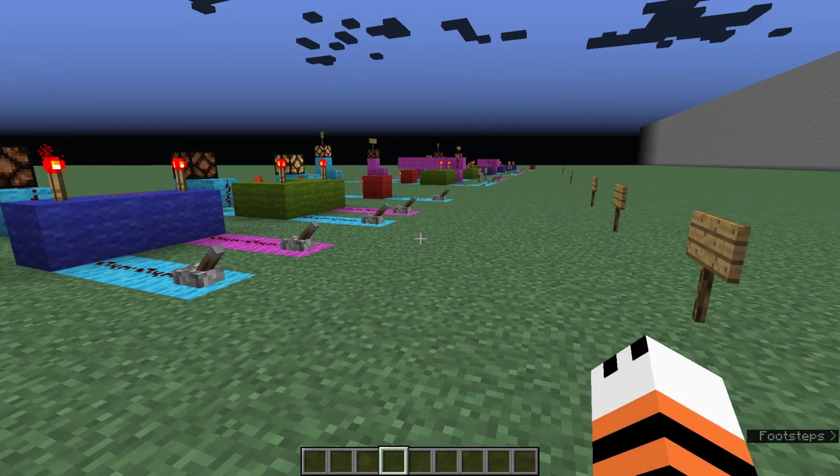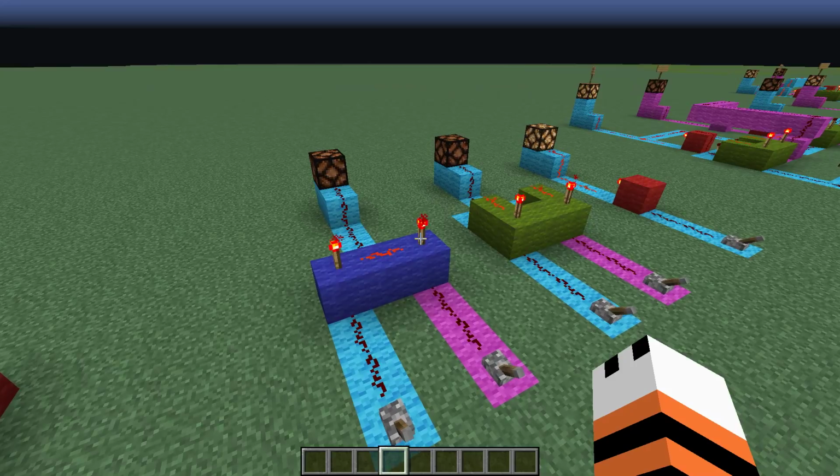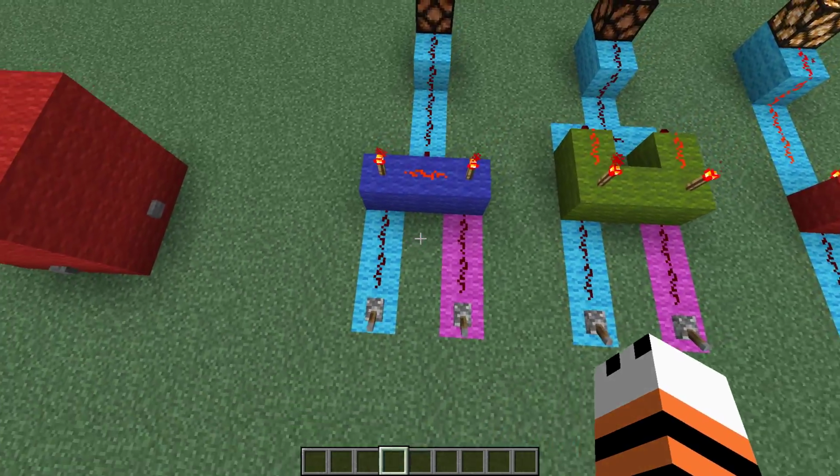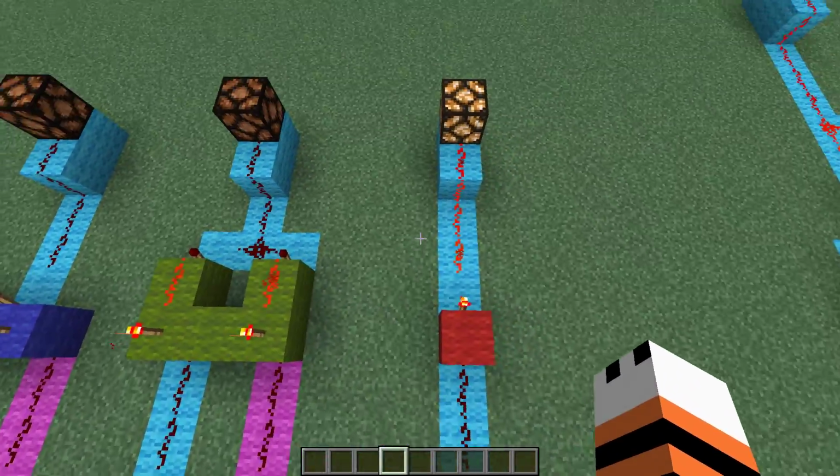Right here I'm in Minecraft, and I can show you some of the different gates that we made for our project. Just a quick overview: in Minecraft, this is an AND gate, this is an OR gate, and this is a NOT gate.